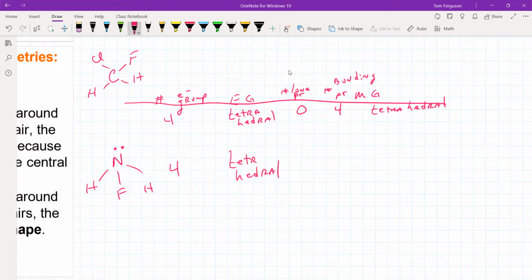Okay. How many lone pairs are on that? 1. How many bonding? 3. Those have to be equal, no exceptions. So basically we're accounting for all what the electrons are doing, whether they're bonding or not bonding. But the total is always the number of electron groups. So this is going to be 1 and 3.